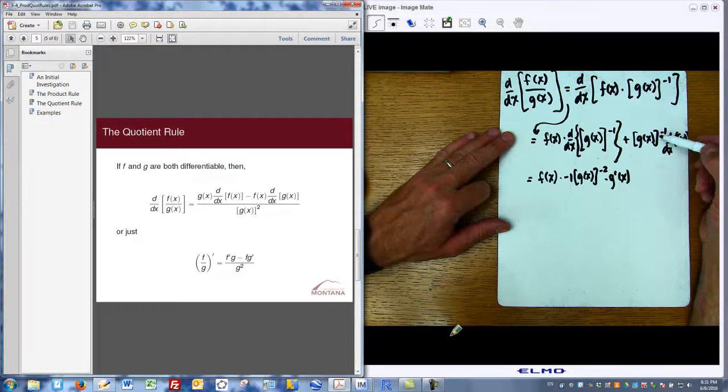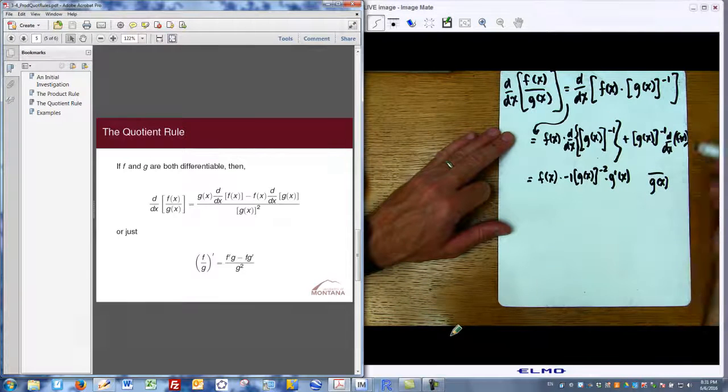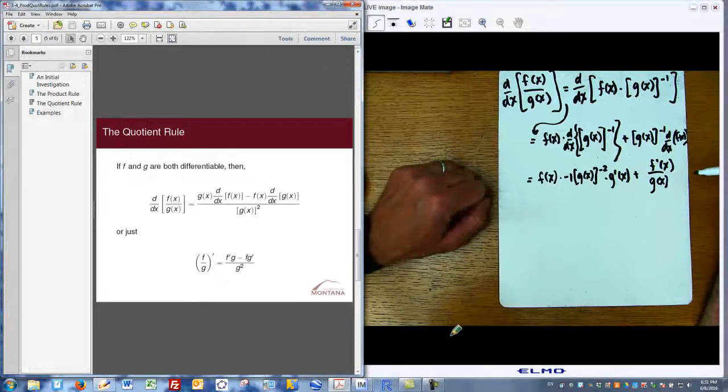And here what I have is g of x to the negative 1 times the derivative of f of x. Well, g of x to the negative 1 is just a g of x down below, and the derivative of f of x is just f prime of x. Okay, so we've got one quotient over here, and that's looking good. It's got a g of x in the basement down there. We would expect that to be squared in the final answer.